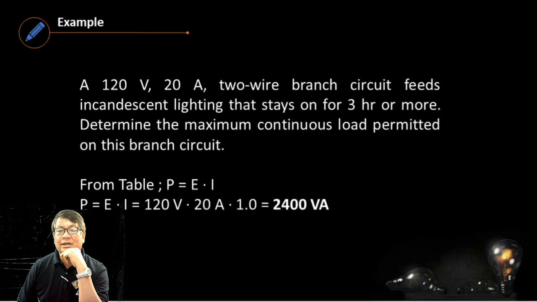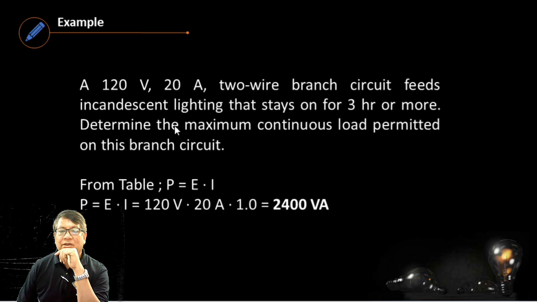Okay, so for example, if we have 120 volts, by the way, do not be confused with this voltage, kasi po, Australian po itong, or Canadian ba ito, yung source natin. Dito sa Pilipinas, 220 or 230 po yung ginagamit natin na voltahe. Okay, a two-wire branch circuit feeds incandescent lighting that stays on, naka-on po ito for 3 hours or more. Okay, 3 hours or more.